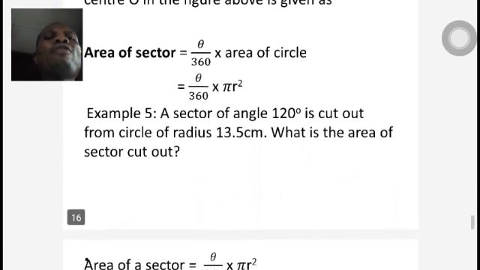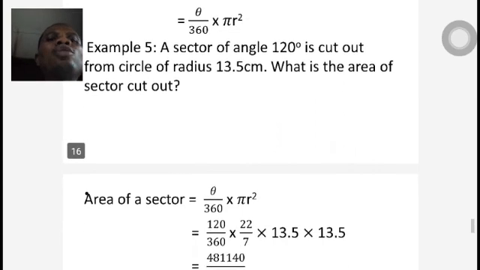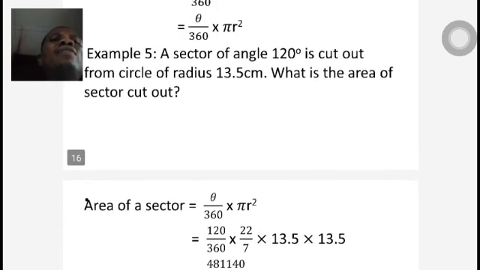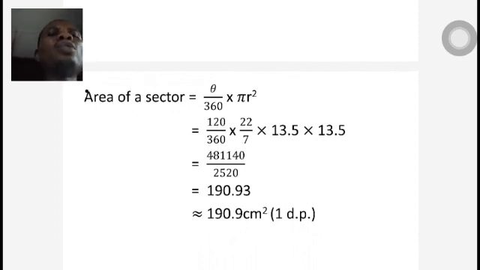Now look at example 5. A sector of an angle 120 degrees is cut out from a circle of radius 13.5 centimeters. What is the area of the sector cut out? Now, the angle at the center of that circle is 120 degrees. The radius is 13.5 centimeters. Then it's very simple. The area of the sector is equal to theta over 360 times pi r squared. So the angle there is 120 over 360 multiplied by pi 22/7 multiplied by the radius 13.5 times 13.5 because it's r squared.